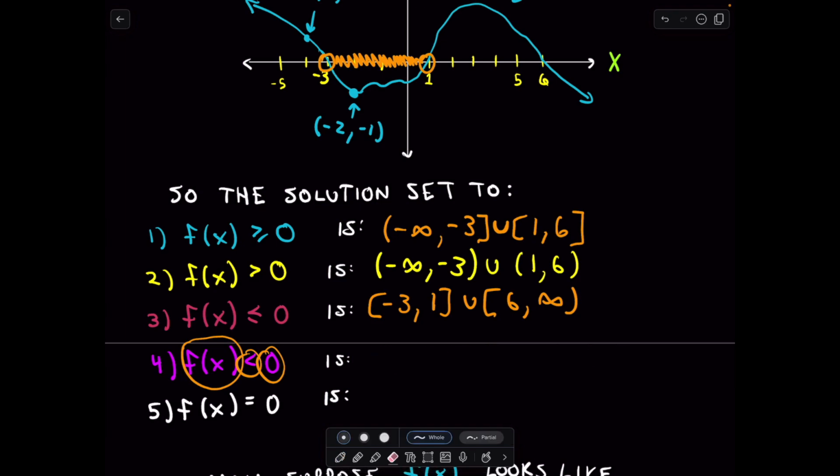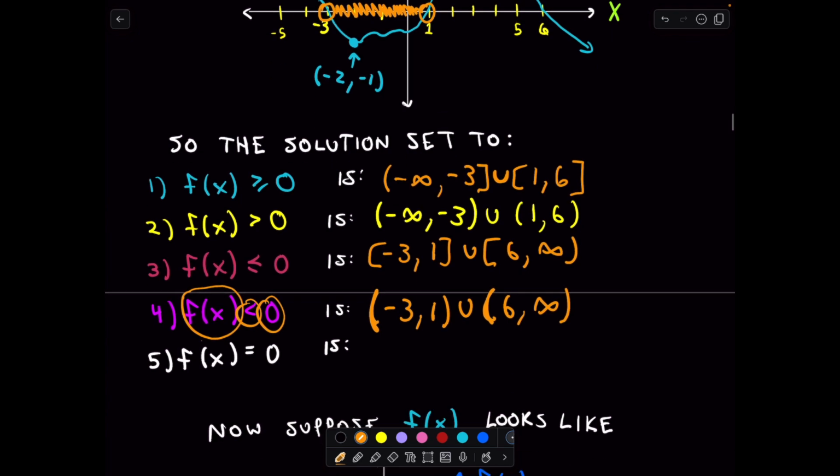So notice, just like between 1 and 2, all we did was drop the brackets and go to parentheses. That's the same thing that's going to happen from 3 to 4. We're just going to end up dropping those brackets and replacing them with parentheses. So we'll go from -3 up to 1, union, parentheses now around 6, and the infinity we leave alone.